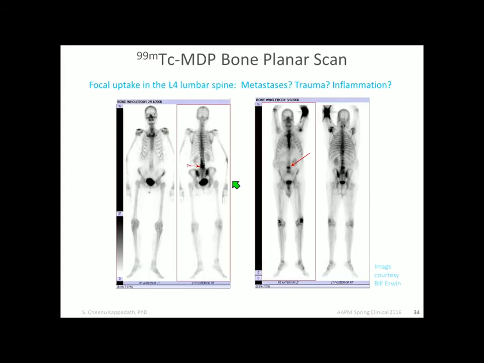To start off, at least in oncology, the bread and butter scan is a bone scan, right? Bone is a very common area of metastatic disease, so a lot of patients in our clinic are going to come with a bone scan. Here's an example of 2 patients with bone scans where you can see their L4 has focal uptake. So the question becomes, is this metastatic disease, is this trauma, or is this inflammation? When you look at a planar image, that decision is difficult.